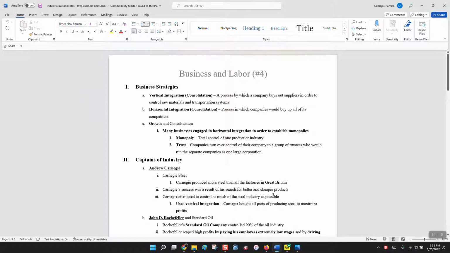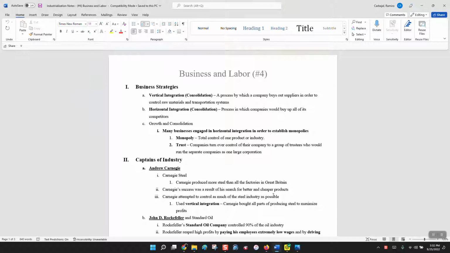So here we're going to talk about some of the strategies that were used by these rich industrialists to make a huge amount of money, and of course also what happened with labor, meaning workers. So section 1, business strategies. A couple of them that are really important to discuss is vertical integration and horizontal integration.